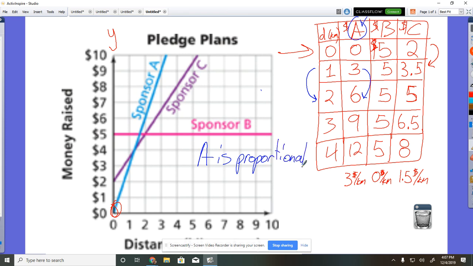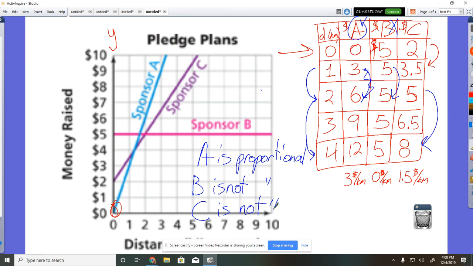Okay. Can I do the same thing for B? If I double the kilometers, do I double my money? No. B is not proportional. What about C? Let's go ahead and move down here. If I double my kilometers for C, 2 to 4, do I double my dollars, 5 to 8? I do not. C is not proportional.